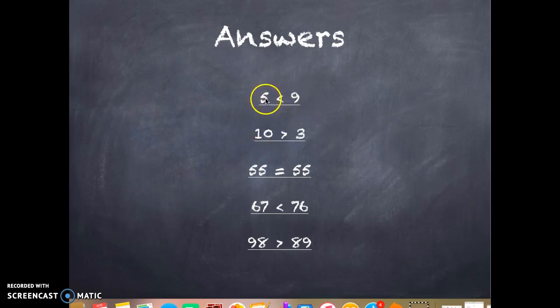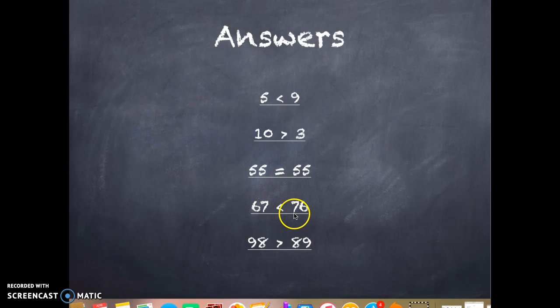So we had 5 is less than 9. Remember that if it faces this way, that it is less than. Below here, we got 10 is greater than 3. That greater sign is facing the opposite way. Our third one was an equal to, which you guys did a good job catching, since we did not talk much about it.